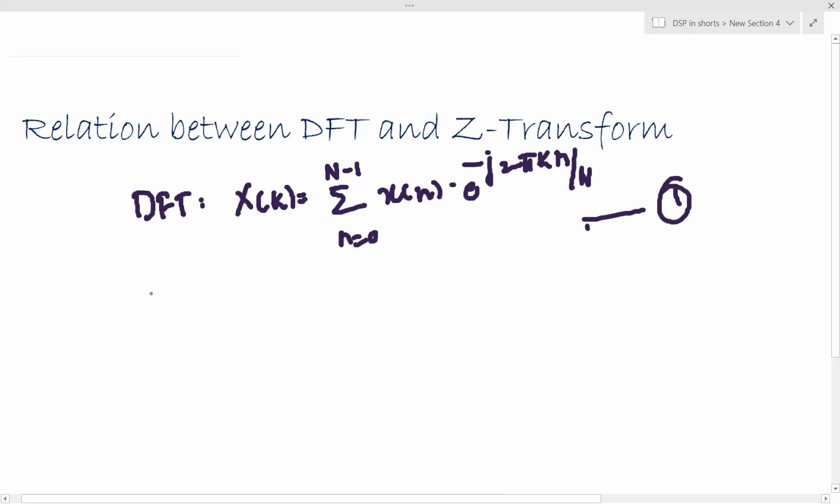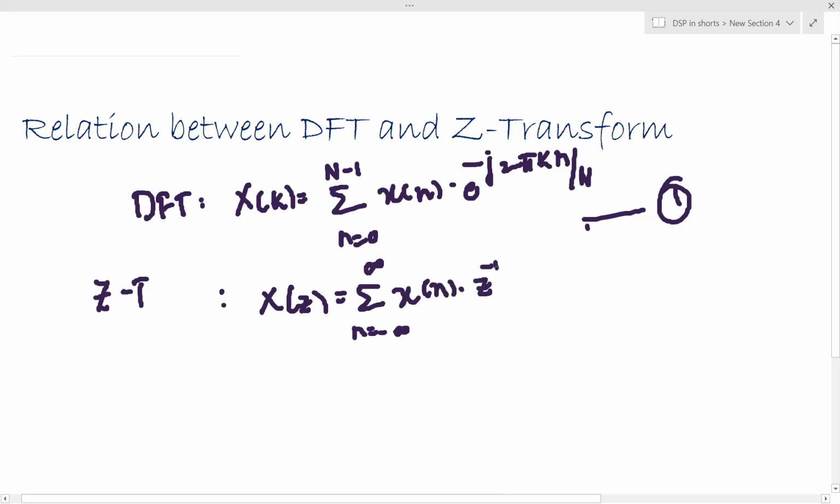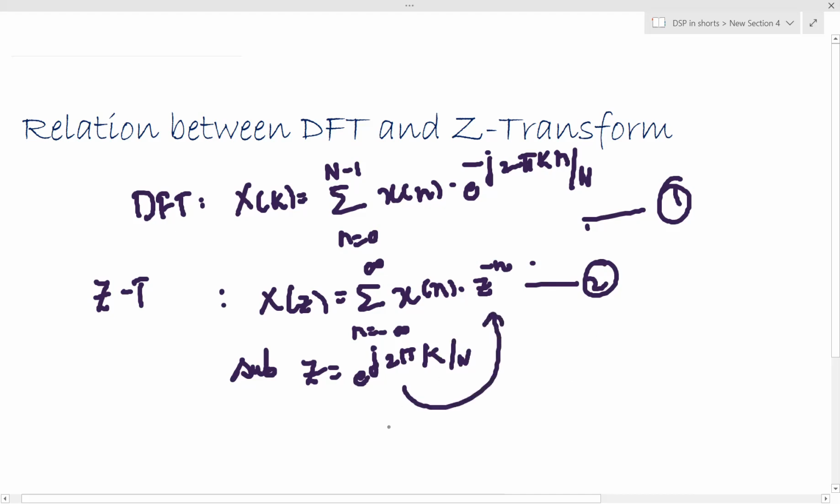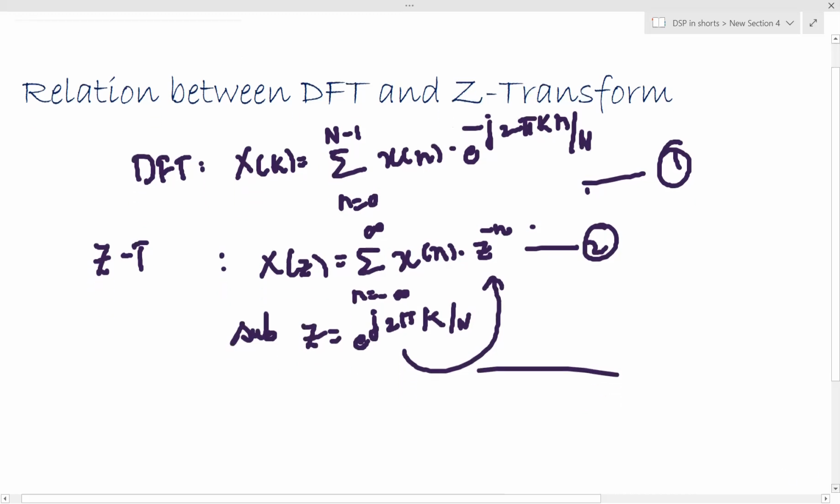And next, the Z transform equation. What is the Z transform equation we have? X of z will be equal to summation n equal to minus infinity to infinity x of n into z raised to minus n. Take this as equation 2. Now here, substitute z equal to e raised to j 2 pi k by N in this equation 2. Let's substitute that.